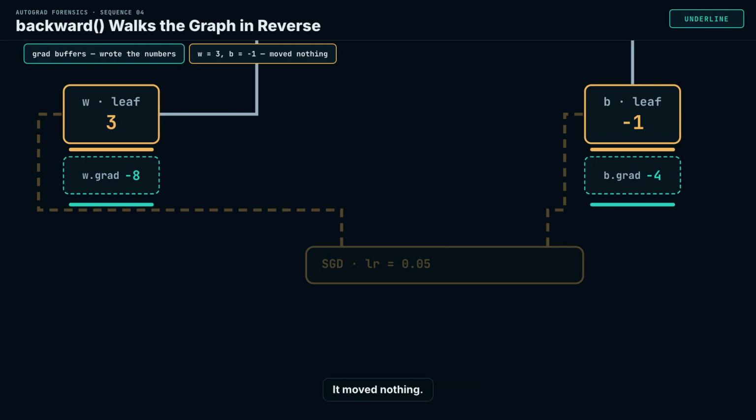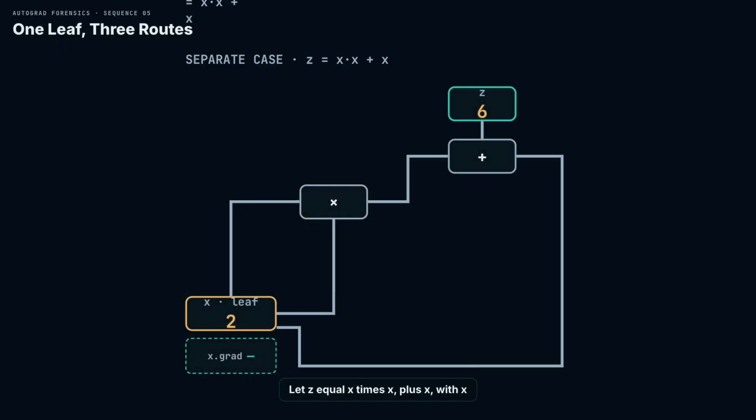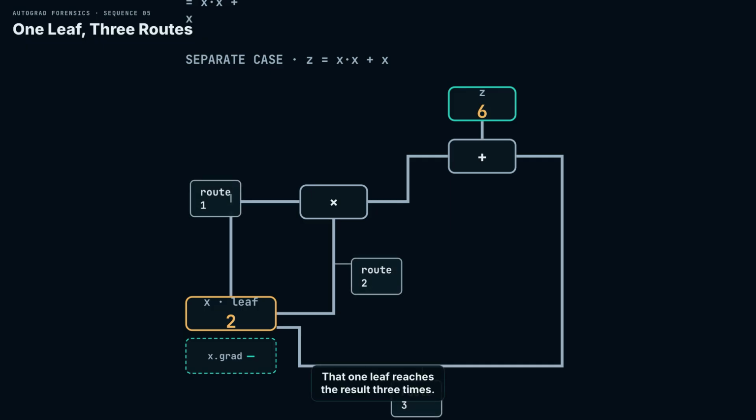It moved nothing. Set the training example aside for one separate calculation. Let z equal x times x plus x with x at 2. That one leaf reaches the result 3 times. Each operand of the multiplication returns 2, and the identity path into the addition returns 1. Where those paths meet at x, Autograd adds the contributions. My run returned x.grad of 5, or 2 plus 2 plus 1. Branches do not overwrite one another, they add.